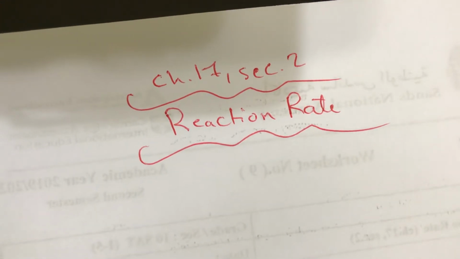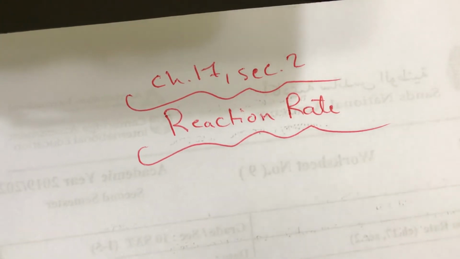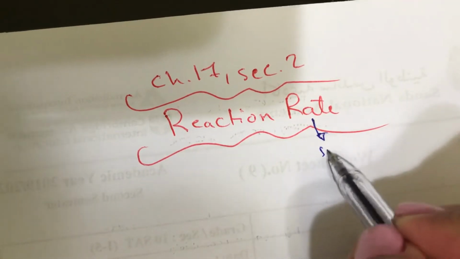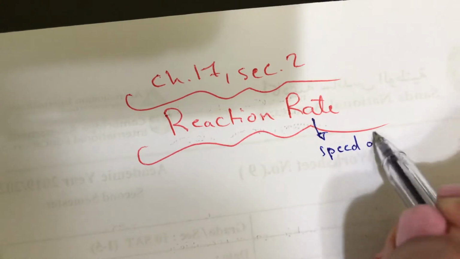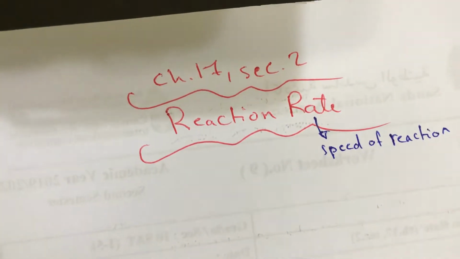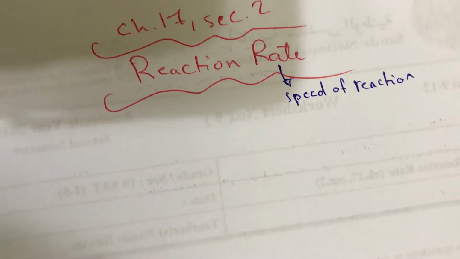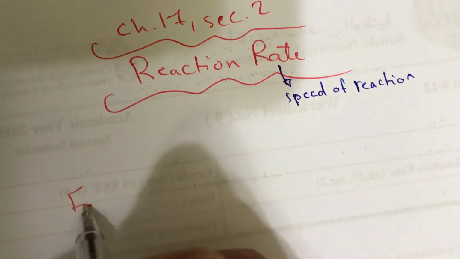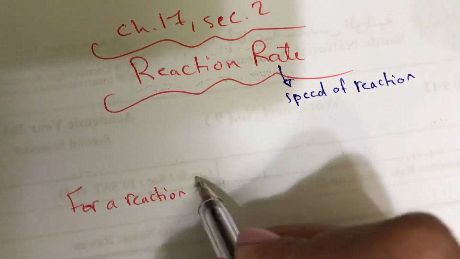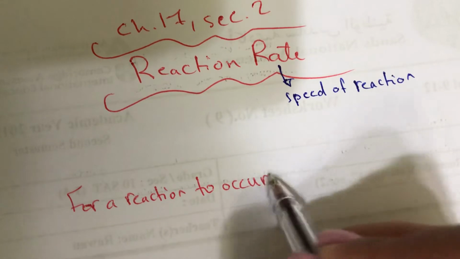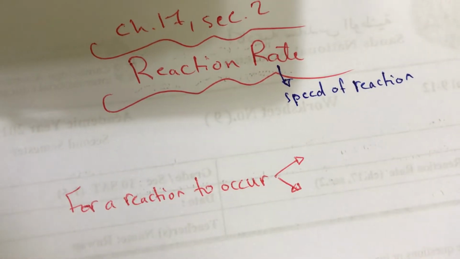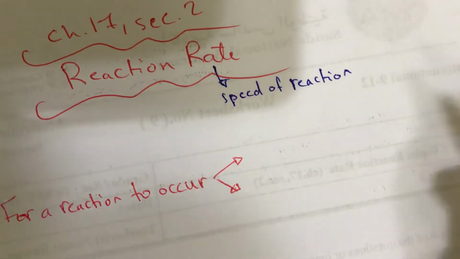Chapter 17, Section 2, Reaction Rate. If you remember from Section 1, reaction rate means speed of reaction. And if you remember, for a reaction to occur, there are two conditions. Particles must collide with enough energy.